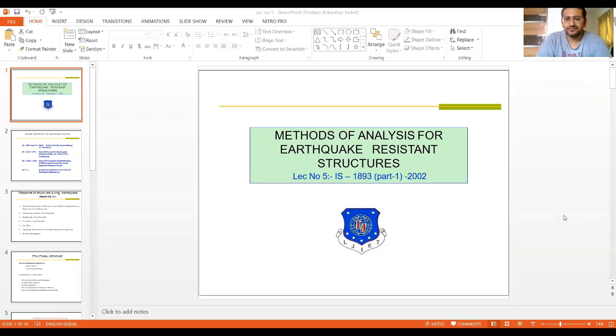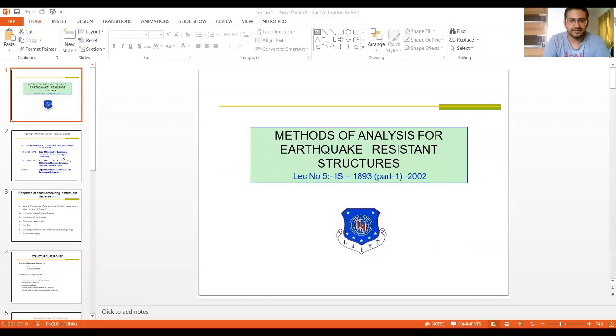Today we are going to start with a new unit regarding the different methods of analysis for earthquake resistant design of structures. Before going to the methods of analysis, it is important to understand the design philosophy based on which the earthquake resistant design of structures is to be done. So we will start with the basics pertaining to IS 1893 Part 1 of the Indian Standard Code, and in the coming lectures we'll be discussing the methods of analysis in the different clauses highlighted in the code.